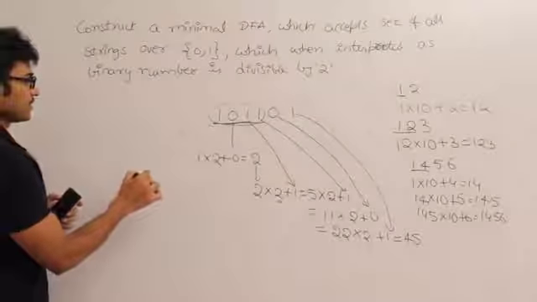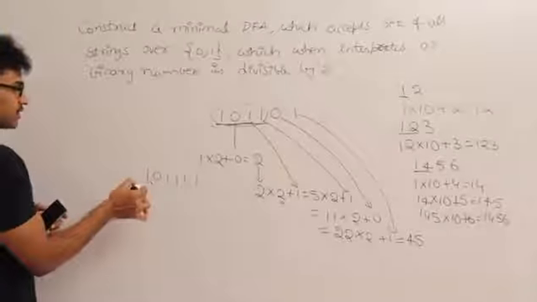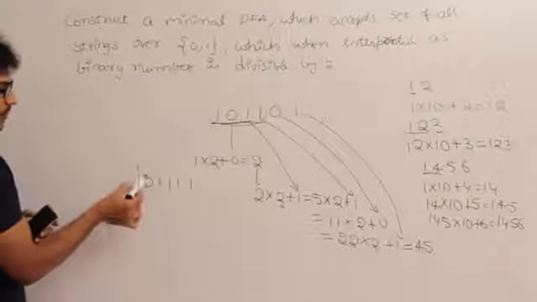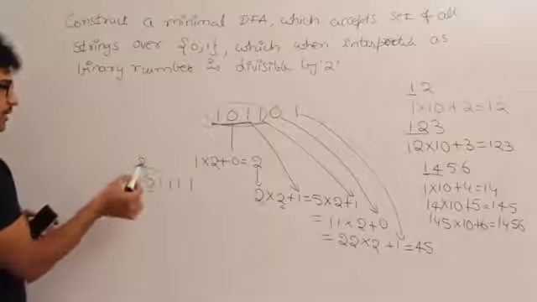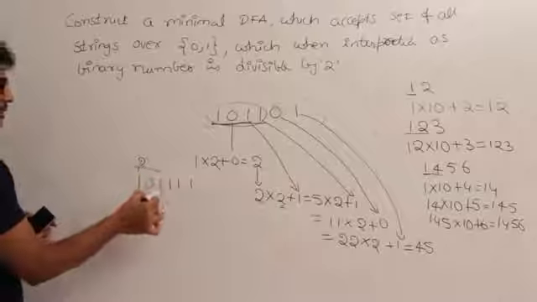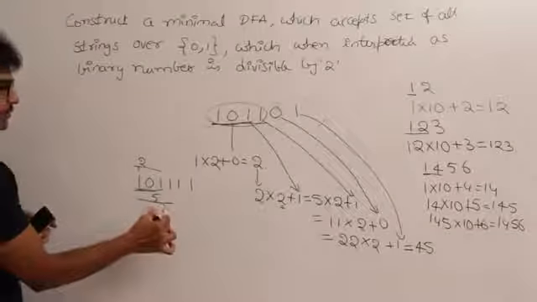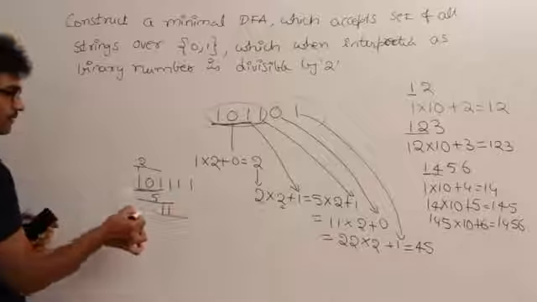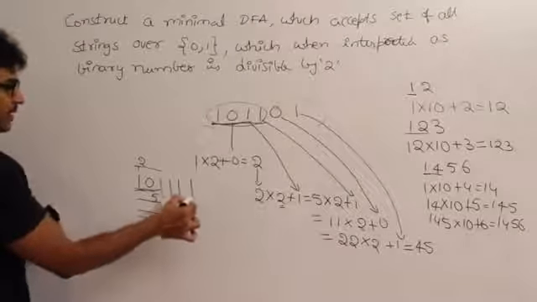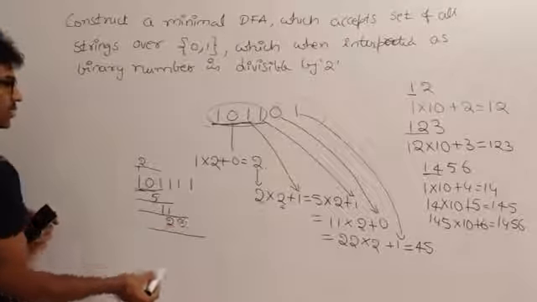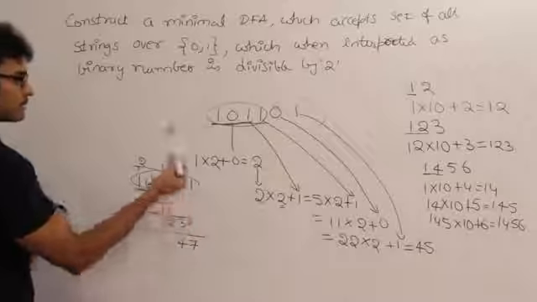See this, let us say 1 0 1 1 1 1. This is 1, this is 1 into 2 plus 0, which is 2, and this is 2 into 2 plus 1, which is 5, and this is 5 into 2 plus 1, which is 11, and this is 11 into 2 plus 1, which is nothing but 23, and finally this is 23 into 2 plus 1, which should be 47. So that is the number given, right?